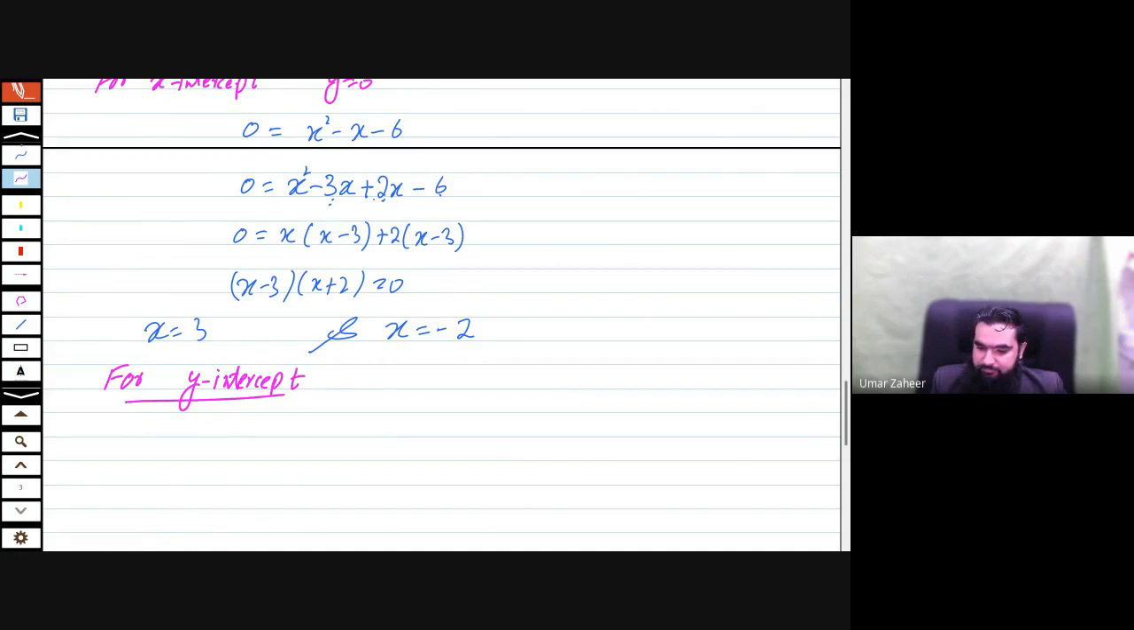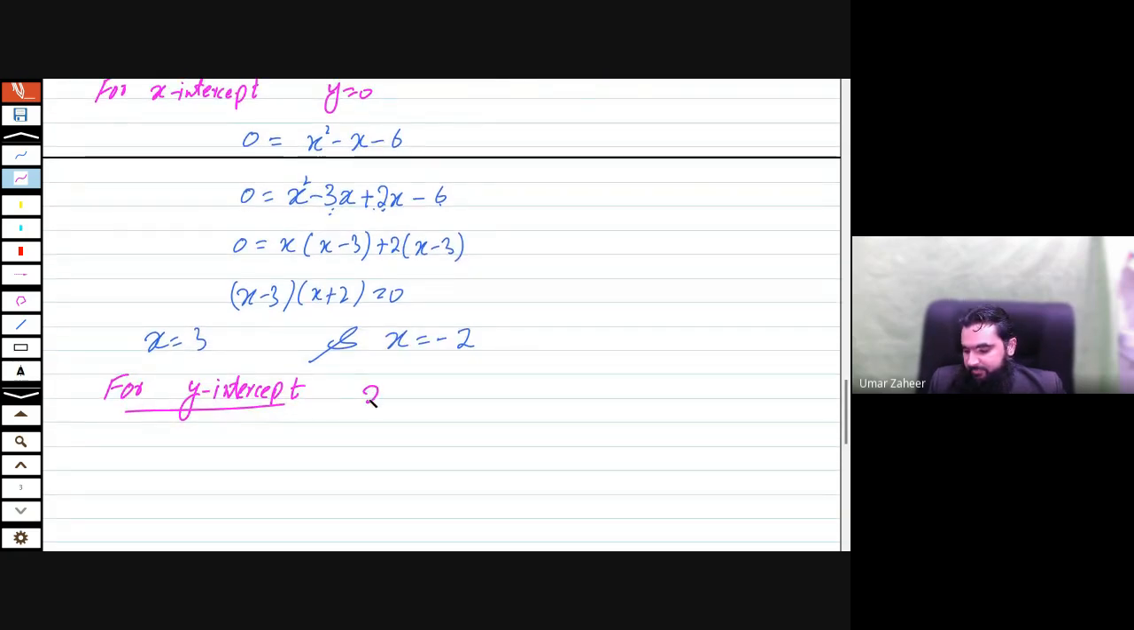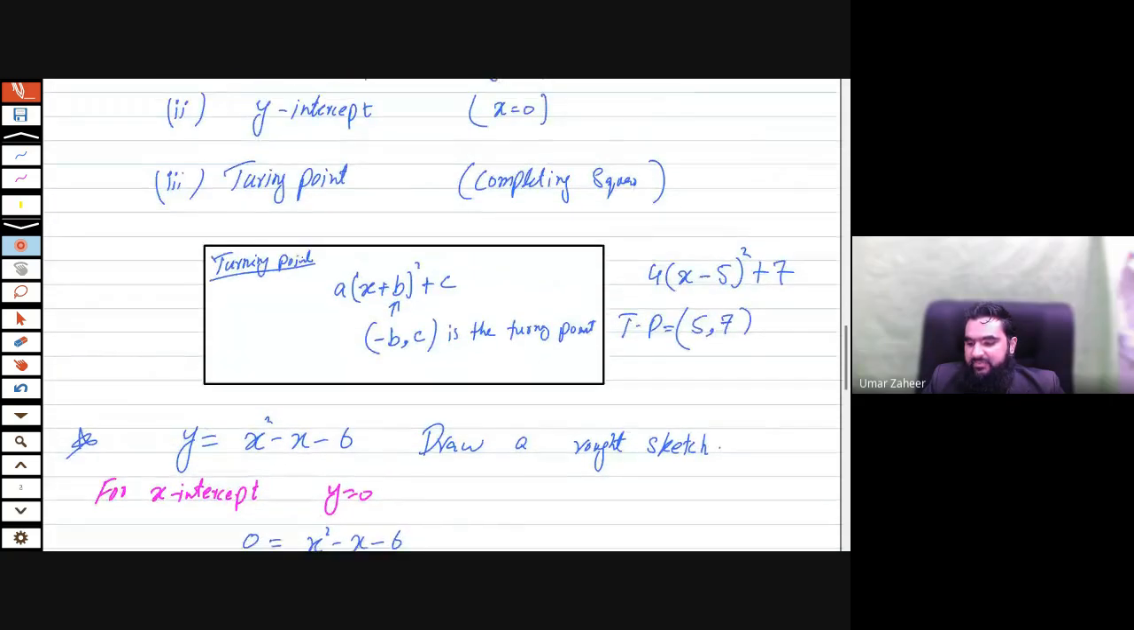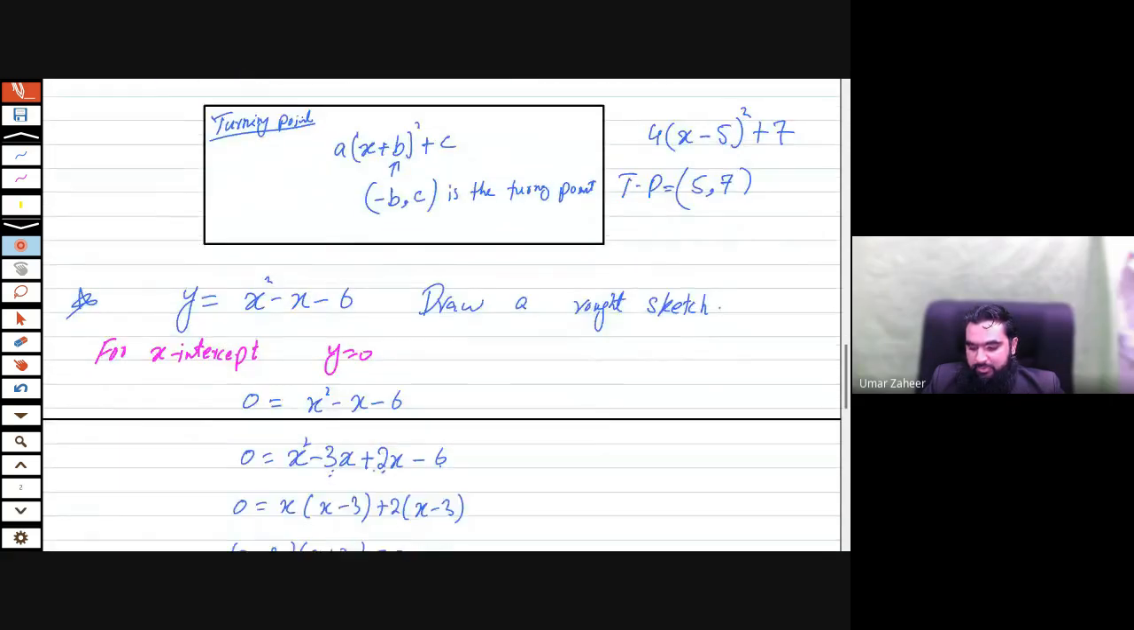For the y-intercept, x is equal to 0. We have the equation y is equal to 0 squared minus 0 minus 6. We get that y is equal to minus 6. So here the points are 3 comma 0 and minus 2 comma 0, and here you have 0 comma minus 6. You can see it directly from the graph as well. Any question up to here? No, sir. The next thing that we have to find is the turning point.